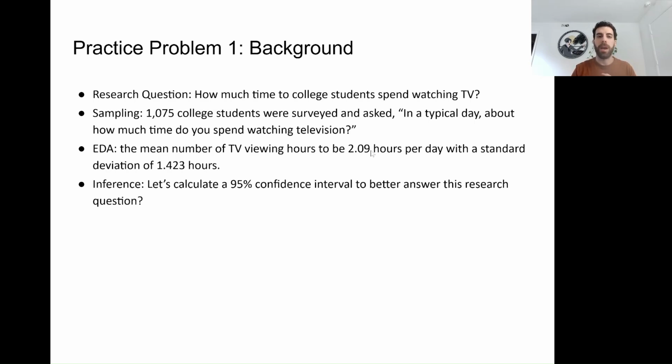What is our standard error? Well, it's just our standard deviation, 1.423, divided by the square root of the sample size, 1075. Why is it not just the standard deviation? Because we're not estimating a single point, right? We're estimating a mean. So the standard error associated with the mean is the standard deviation, but then you have to divide by the square root of n.